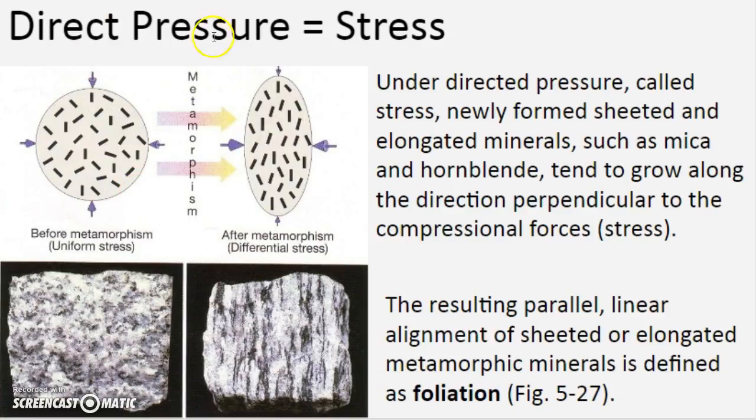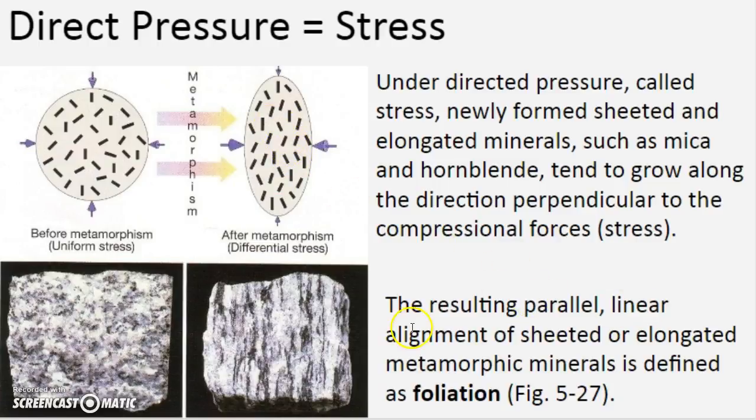I want to look at what direct pressure does. It actually leads to stress. Under directed pressure, called stress, newly formed sheeted and elongated minerals such as mica and hornblende tend to grow along the direction perpendicular to the compressional forces, or the stress. So let's look at this. Before metamorphism, you have all these different minerals kind of contained within here, and we can look at this rock here. This is probably a granite, might even be some form of a diorite. By undergoing stress from opposite sides, or differential stress, I can actually align these minerals, and they align themselves in a certain way.